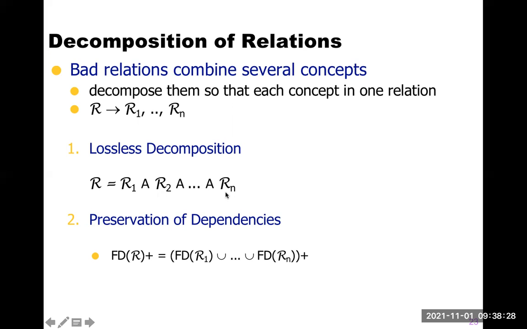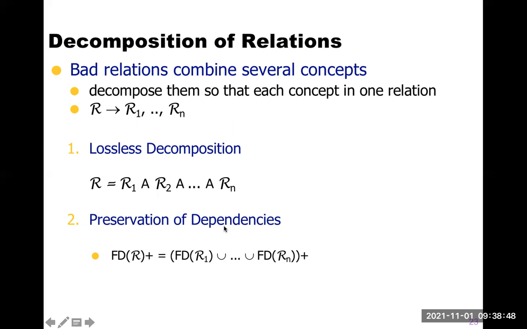The lossless decomposition is a decomposition where, if we decompose a table R into tables R1, R2, and so on, up to Rn, and then natural join them back into a single table, all the records are in place and no new records are added. That's the essence of lossless decomposition.